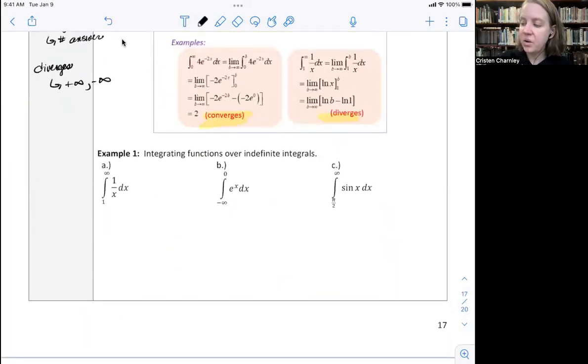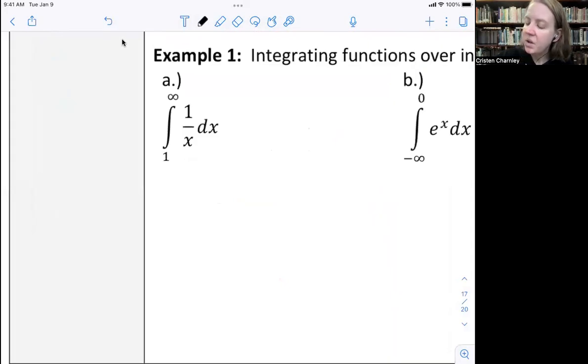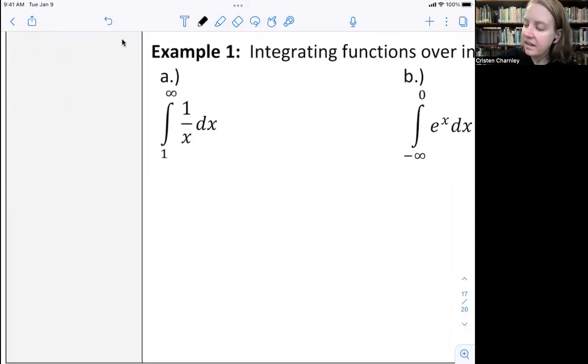So integrating functions over infinite integrals. So let's see what this one looks like. In fact, this one is exactly in the pink box up here. So it's good practice to write it out, right? I'm going to zoom in here a little bit. So we are going to say that this is the limit as, I'll use b because it's the upper boundary, as b approaches infinity from 1 to b of 1 over x dx.